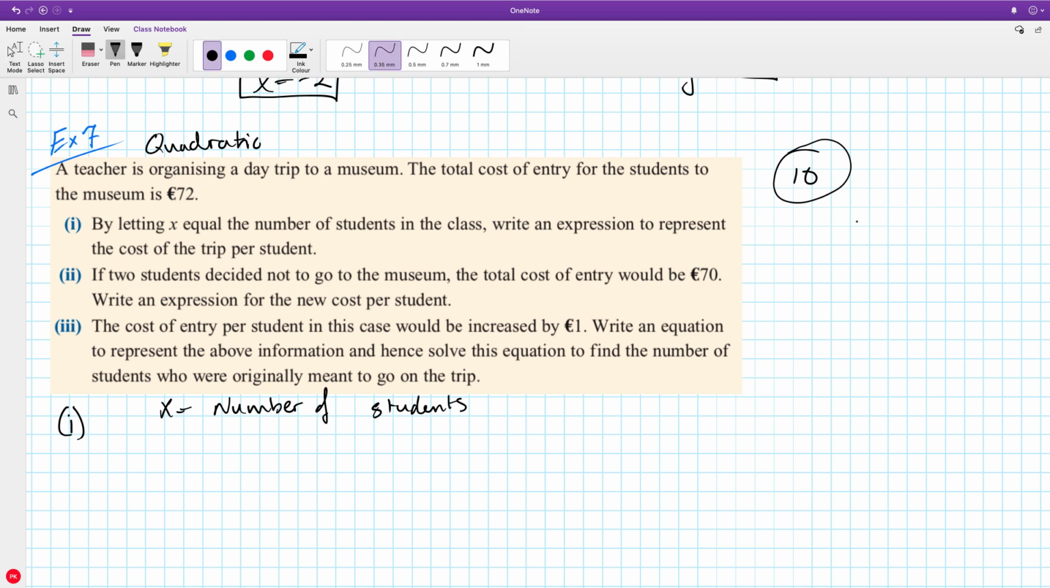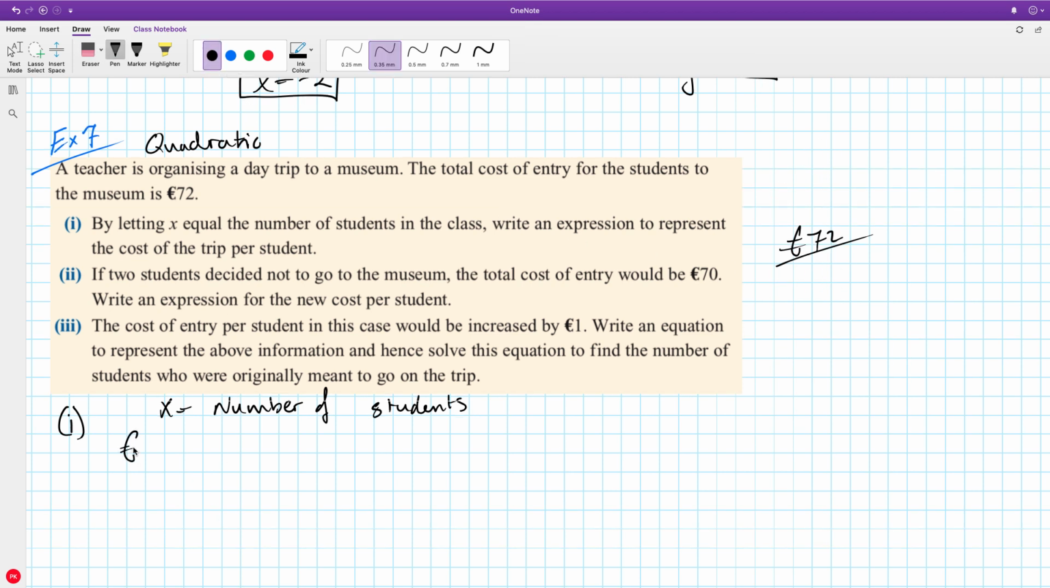720. How'd you get 720? €72, the total cost divided by 10. Yeah? Of those two figures, which don't we know? 72 or 10? Which one did I take a guess on, or make up? 10. I made up 10. What do we call a figure that we don't know? X. So the cost per student, 72 over X, because we don't know the number of students going.